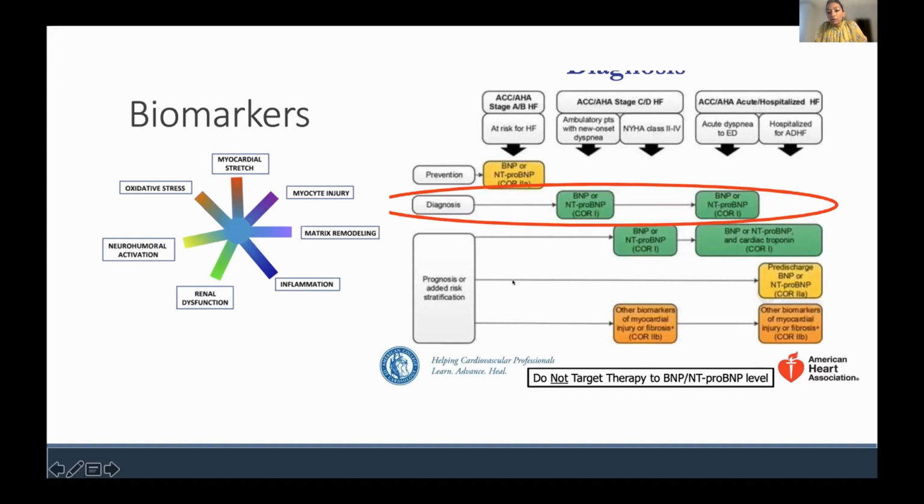It's not really used to guide therapy, as written over here. It can be used to assess prognosis prior to discharge. That has a class of recommendation 2A.